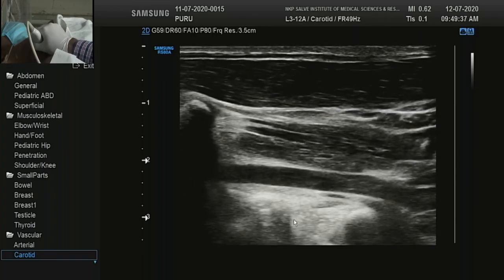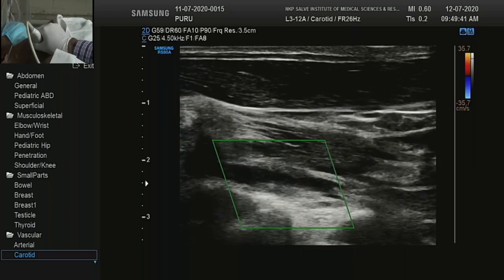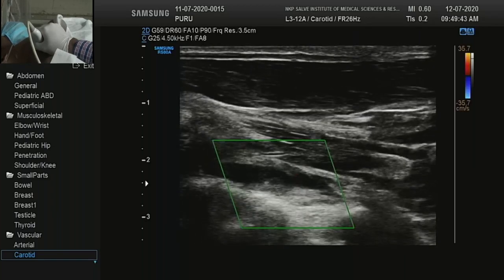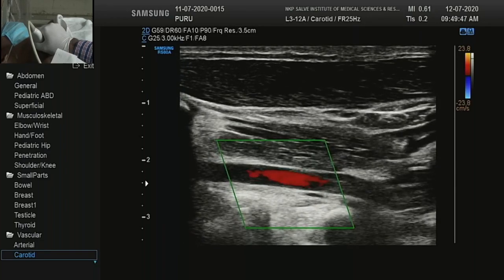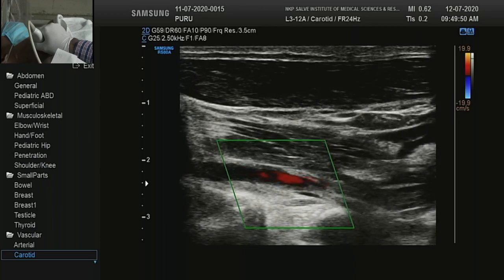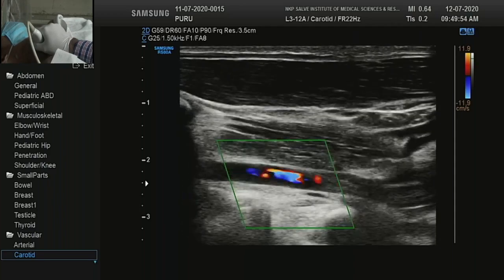So we'll just put a color box here. You can see it nicely. The PRF we had increased for common carotid, so we will reduce the PRF here. So as PRF is going down, we can see very good information.